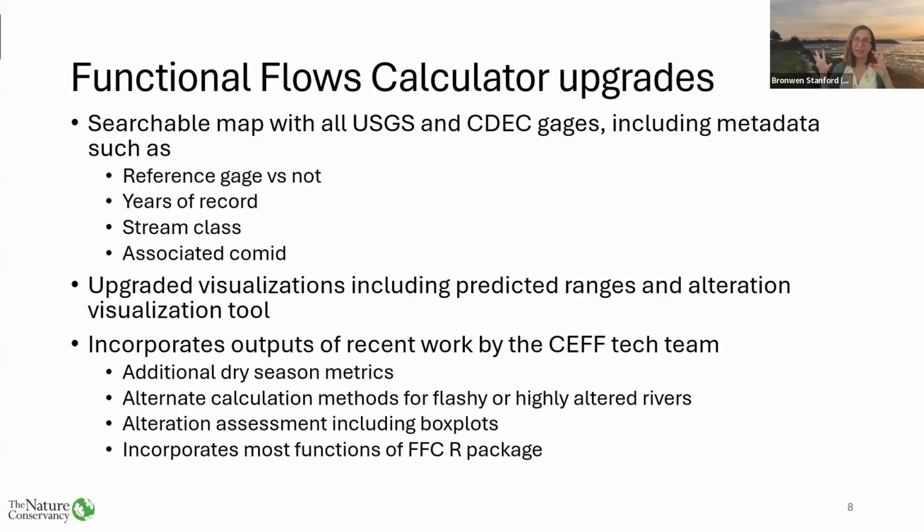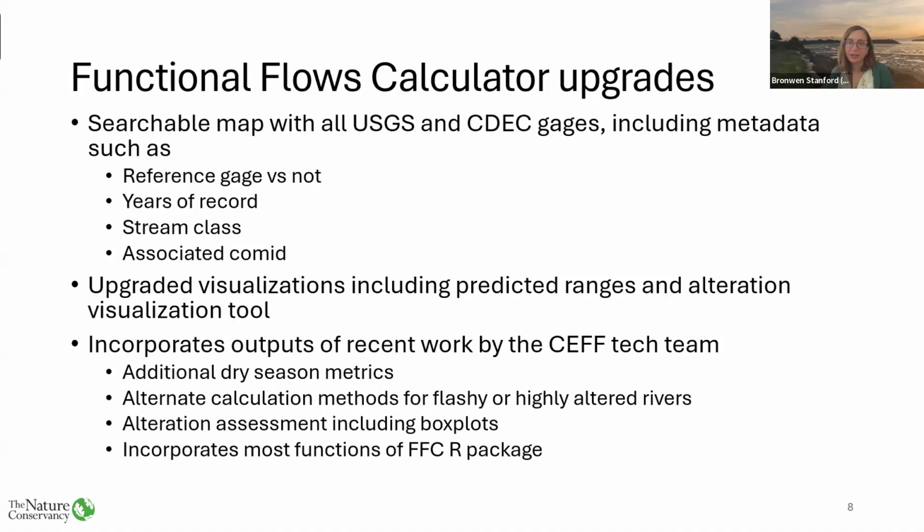And that's the set of gauges that we use to predict unimpaired conditions, which I'll get into a little bit more later. The years of record that the gauge was operational, the hydrologic stream class we associate it with, and the COM ID. We also have developed some new visualizations for the results and also for assessing alteration. And then, as I mentioned on the previous slide, it incorporates a lot of the recent work that the technical team have done, including these additional dry season metrics, this alternate calculator, alteration assessment with box plots, and then the R package functions.